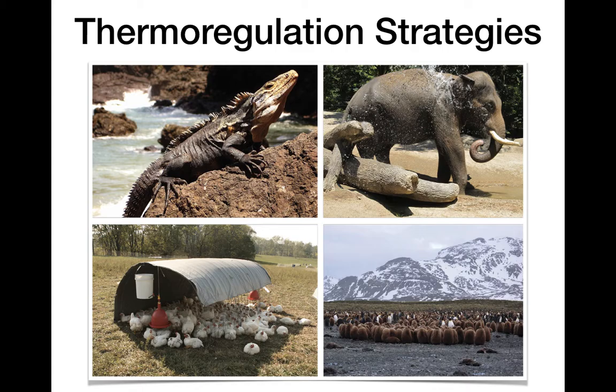So the only ectotherm we have here is the iguana. And if you notice here, it's sunning itself on the rock so it can heat up. So it's changing its environment from being in the cold water to being on the warm rock in the sun to heat itself up a little bit. The other 3 here, these are all endotherms.